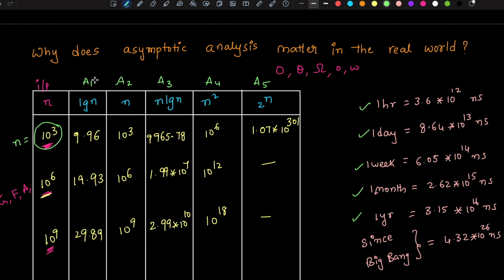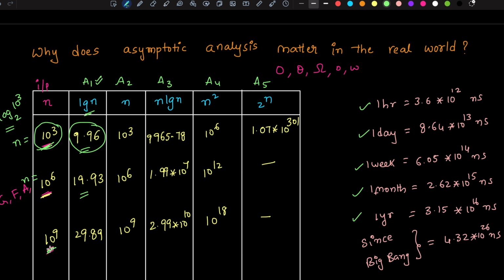For algorithm A1, which runs in time of order log n, how many operations are required to perform this task? It will take roughly around 9.96. How did we get this number? You can Google search it. You just need to type log base 2 of 10 power 3, and you will get the value 9.96 operations. Similarly, if n is equal to 10 power 6, it will require 19.93 operations, so roughly around 20 operations.